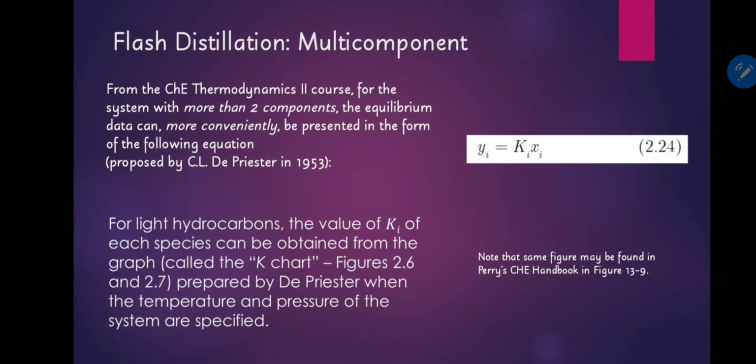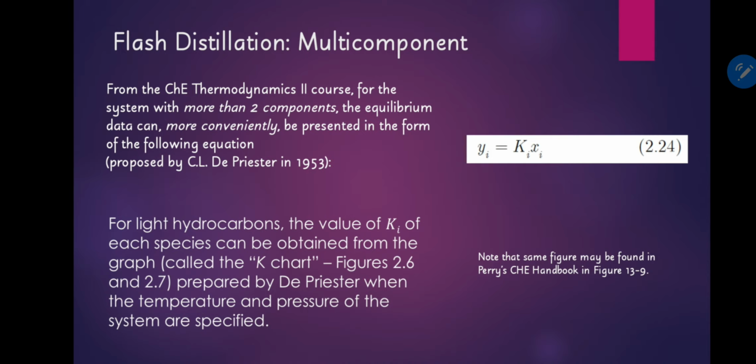So what if we are now dealing with a flash distillation of multi-component? It's no longer binary. Earlier, it was only a binary mixture. We say that XA plus XB is equal to 1, YA plus YB is equal to 1. For multi-component flash distillation, as in thermodynamics, we make use of the de Priester chart. Let's recall that Yi is just equal to KiXi. We can use the K chart by de Priester to look for the value given a temperature and pressure.